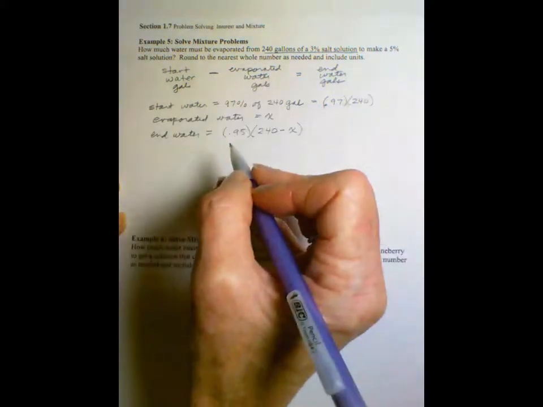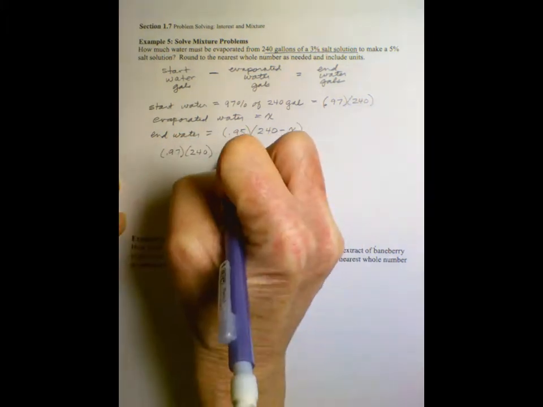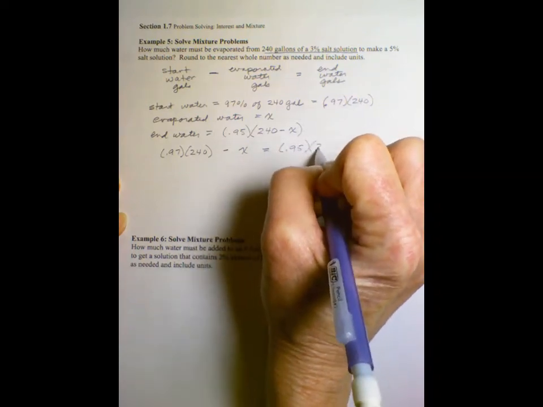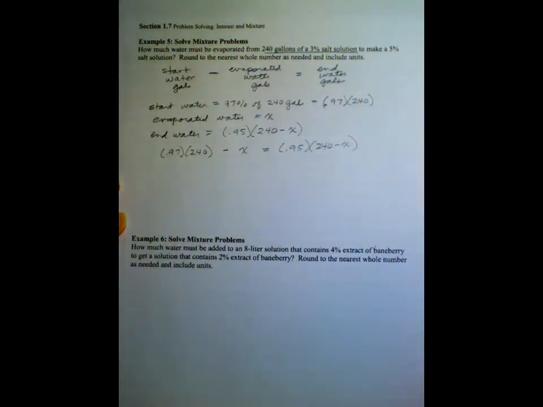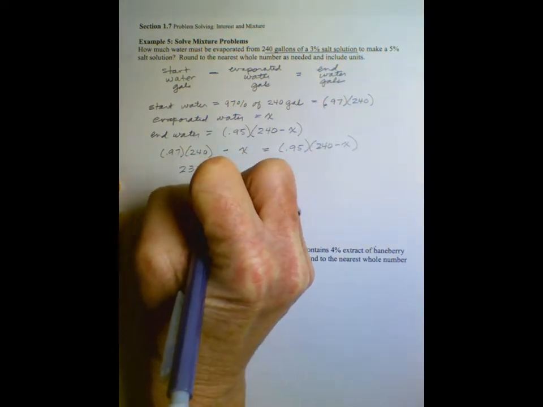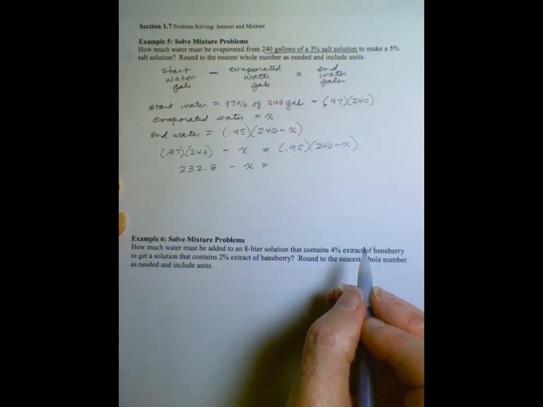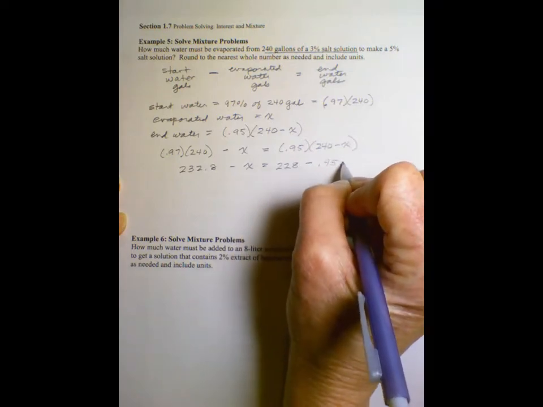Okay, so let's plug everything in. We have 0.97 times 240. That's how much water we start with. We'll evaporate off X, and then 95% of the 240 minus X will be the water we have at the end. Water, water, water. They have to be the same. Okay, so this is the easy part. We just multiply. Here we get 232.8 minus X equals 0.95 times 240, which is 228, and 0.95 times X.